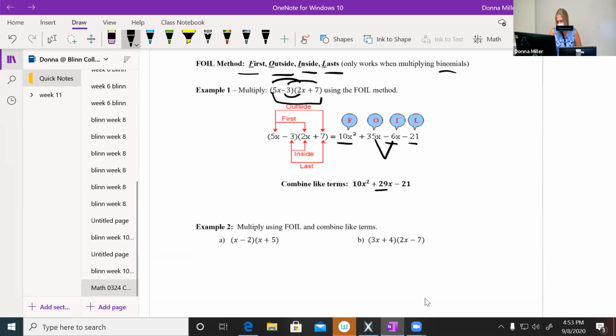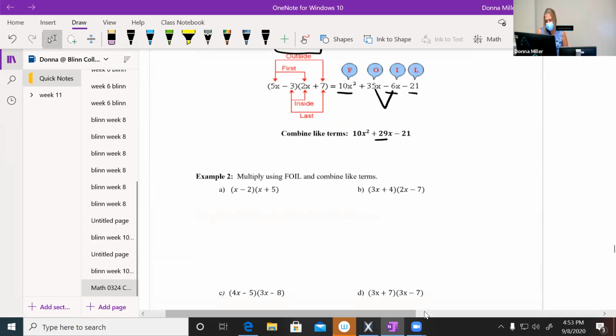All right, so we're going to do a couple of these. I'll do the first one. If I multiply the first, x times x is x squared. The outside would be 5 times x, which is positive 5x.